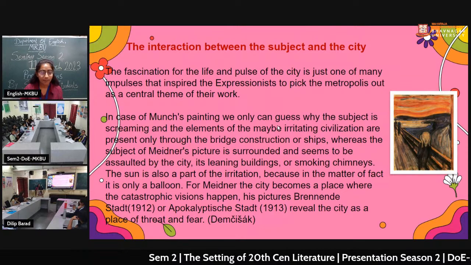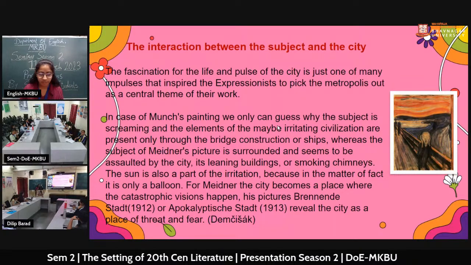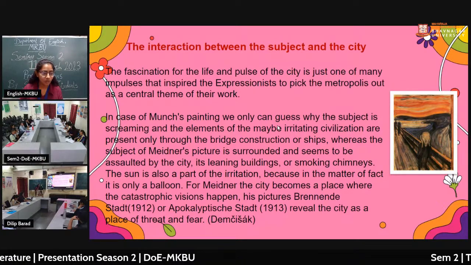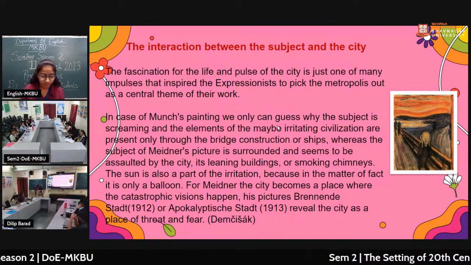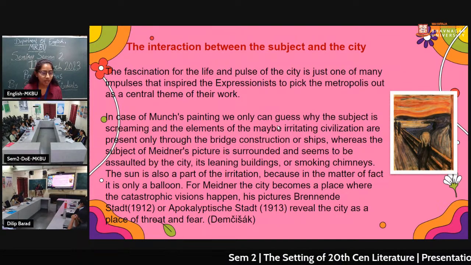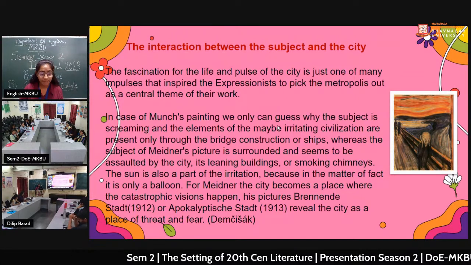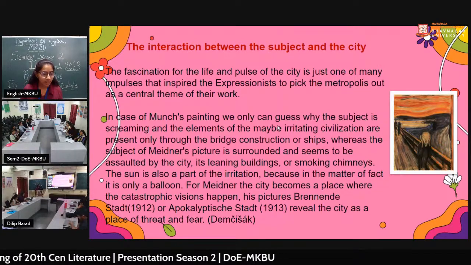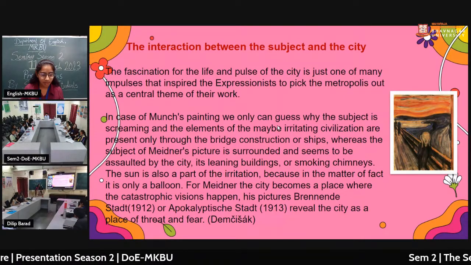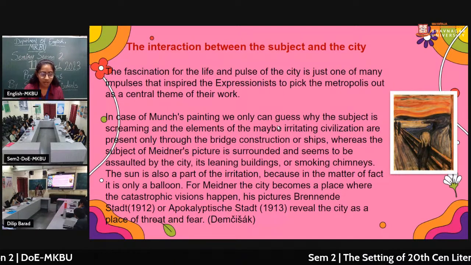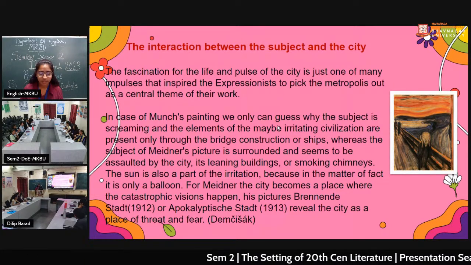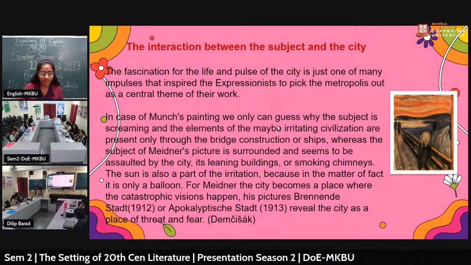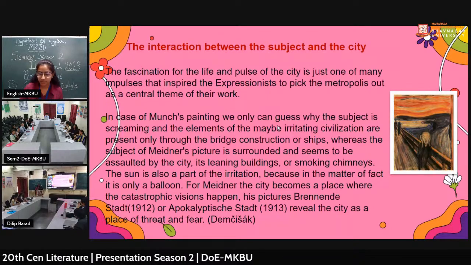The sun is also a part of the irritation because in fact it is only a balloon. For Meidner, the city becomes a place where catastrophic visions happen. His pictures of burning or apocalyptic states reveal the city as a place of threat and fear. This is a painting of The Scream.